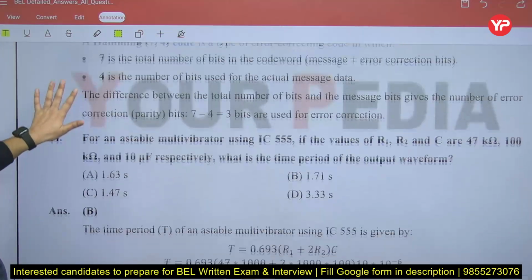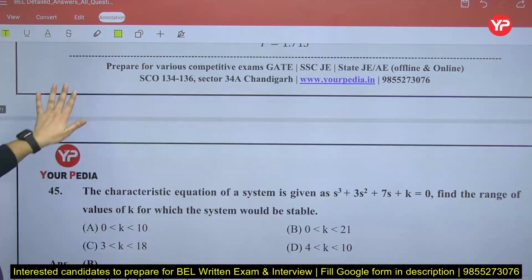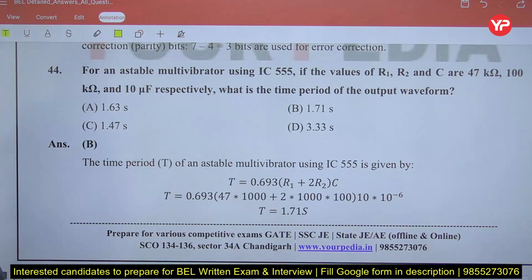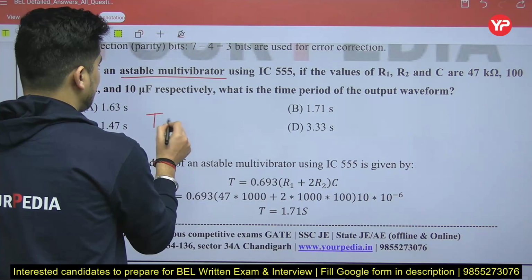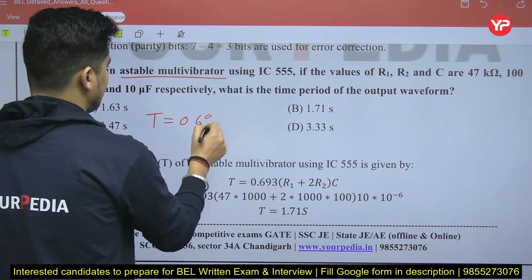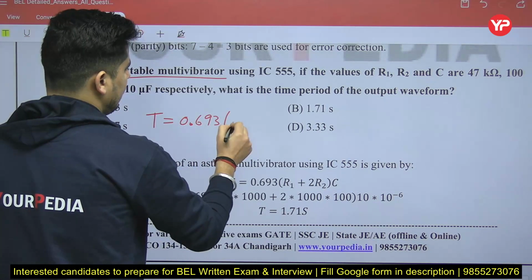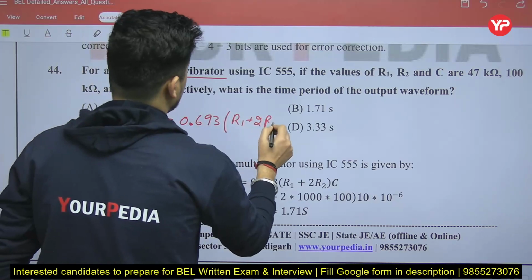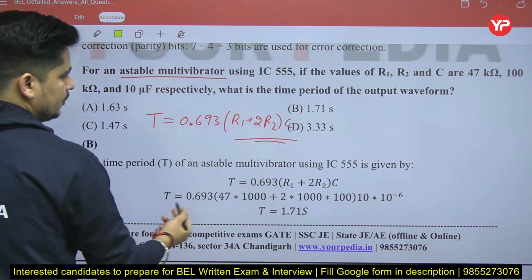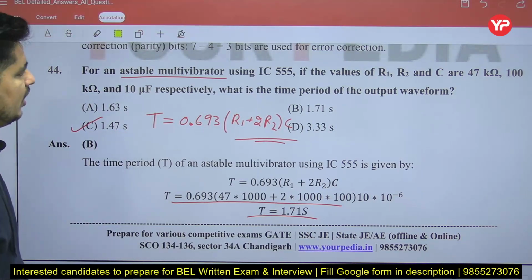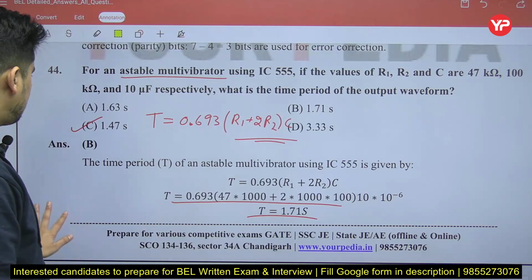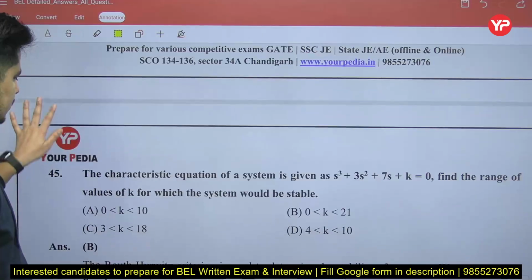An astable multivibrator using IC 555, if the values of R1, R2 and C are given to you, then what is the time period? See, basically if you have an astable multivibrator, the time period is 0.693 times (R1 plus twice of R2) times C. So you can plug in the values, you will get the value as 1.71 seconds. So these are formula based questions. No need to explain the rest of the things here. So these are the basic things about this.